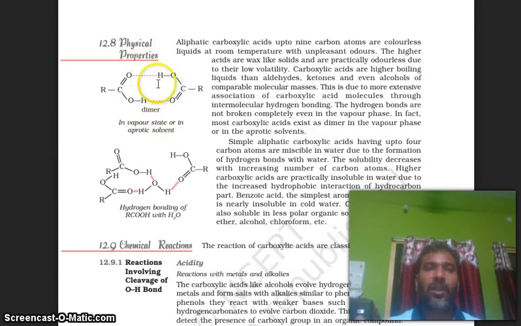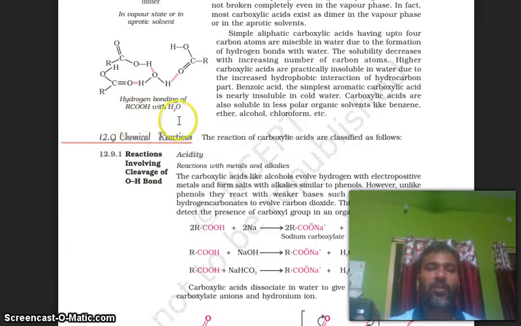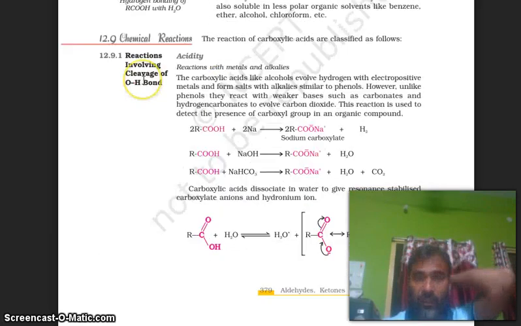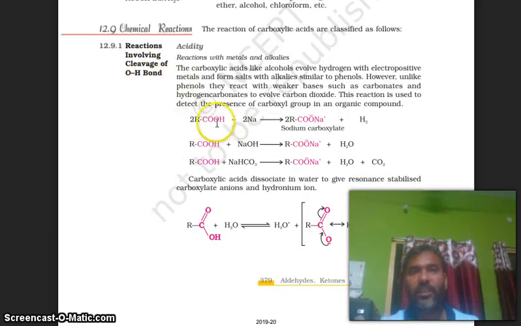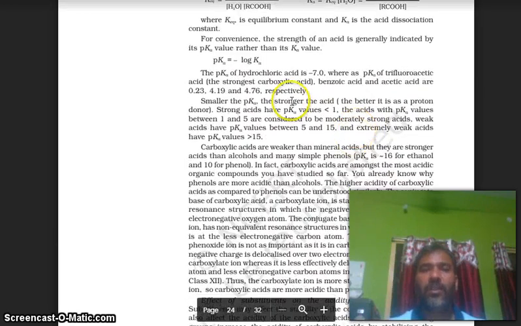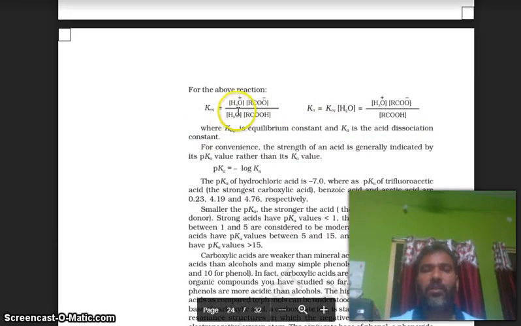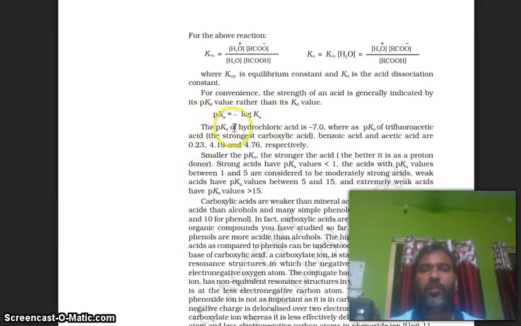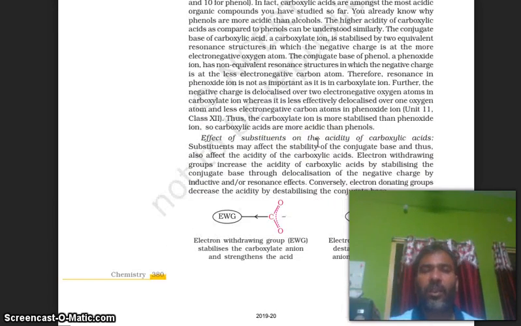This is the special property of carboxylic acids. Hydrogen bonding of the RCOOH with water. You see water. Now acidity. This hydrogen is acidic in nature, so it is replaced by a metal. You see, with base and sodium bicarbonate. It forms a resonance stabilized carboxylate ion. So you see, this is the equilibrium constant. So this is the relation, pK equals minus log K.